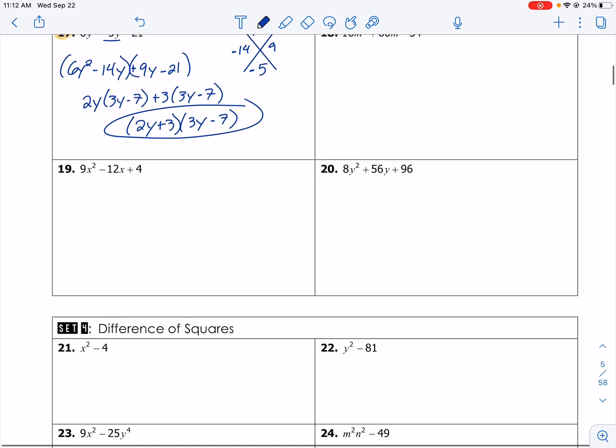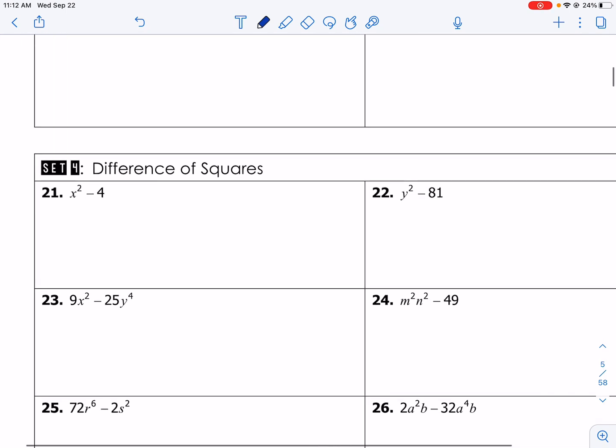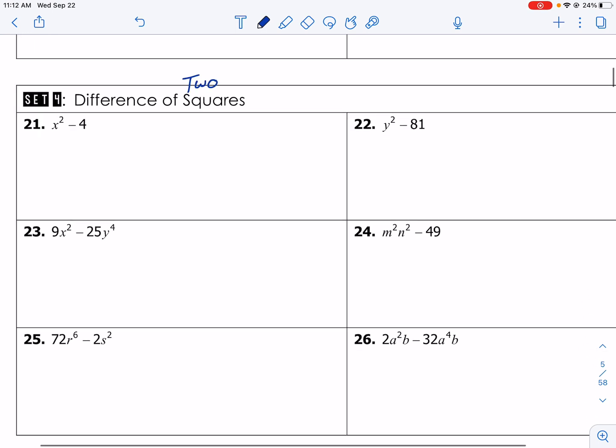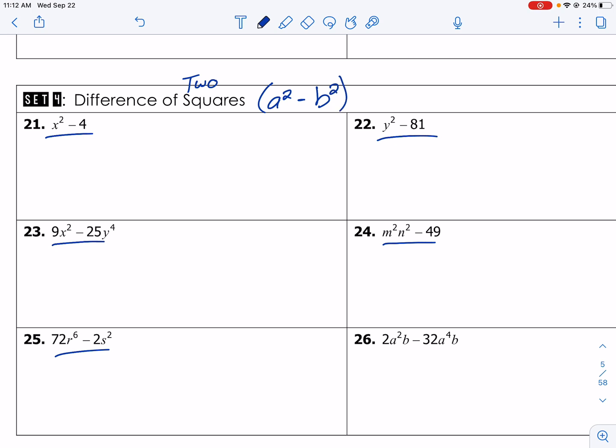Our last type of factored form is difference of two squares. You might see a lot of perfect squares here, because the only way we can factor a binomial, two terms, other than a GCF, is when the first and last terms are perfect squares, like a squared minus b squared.